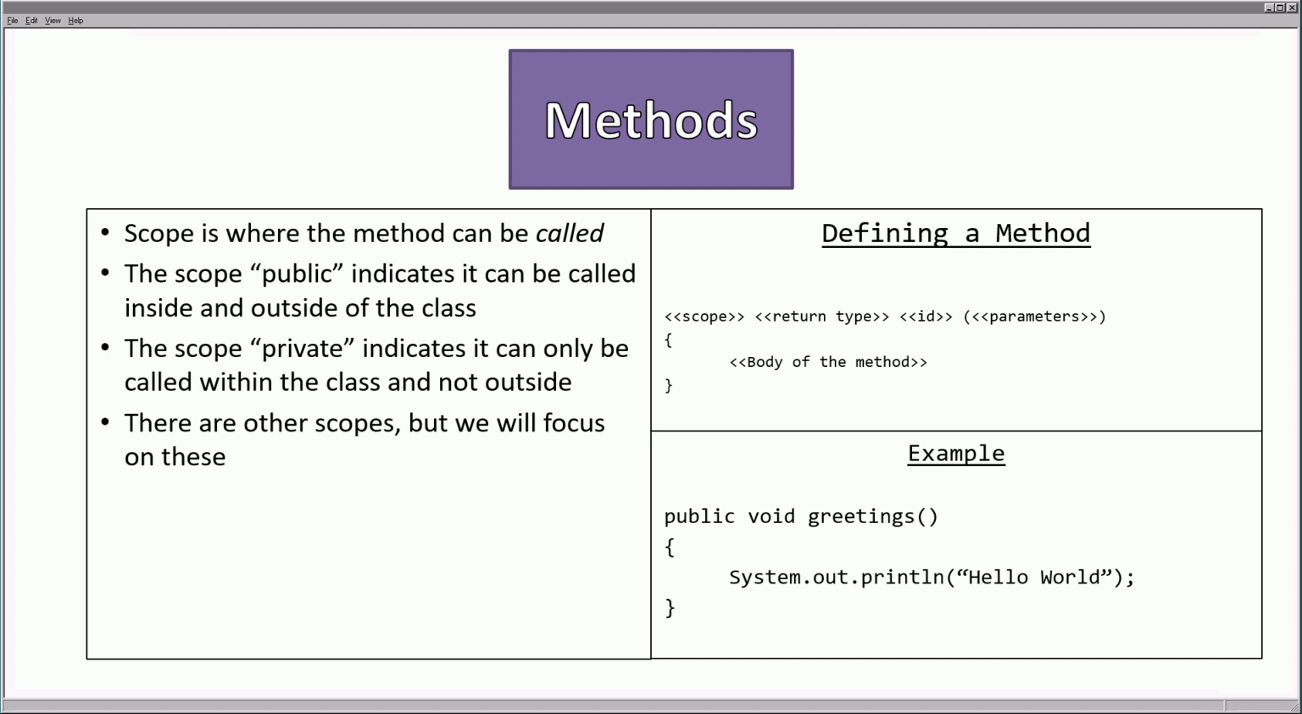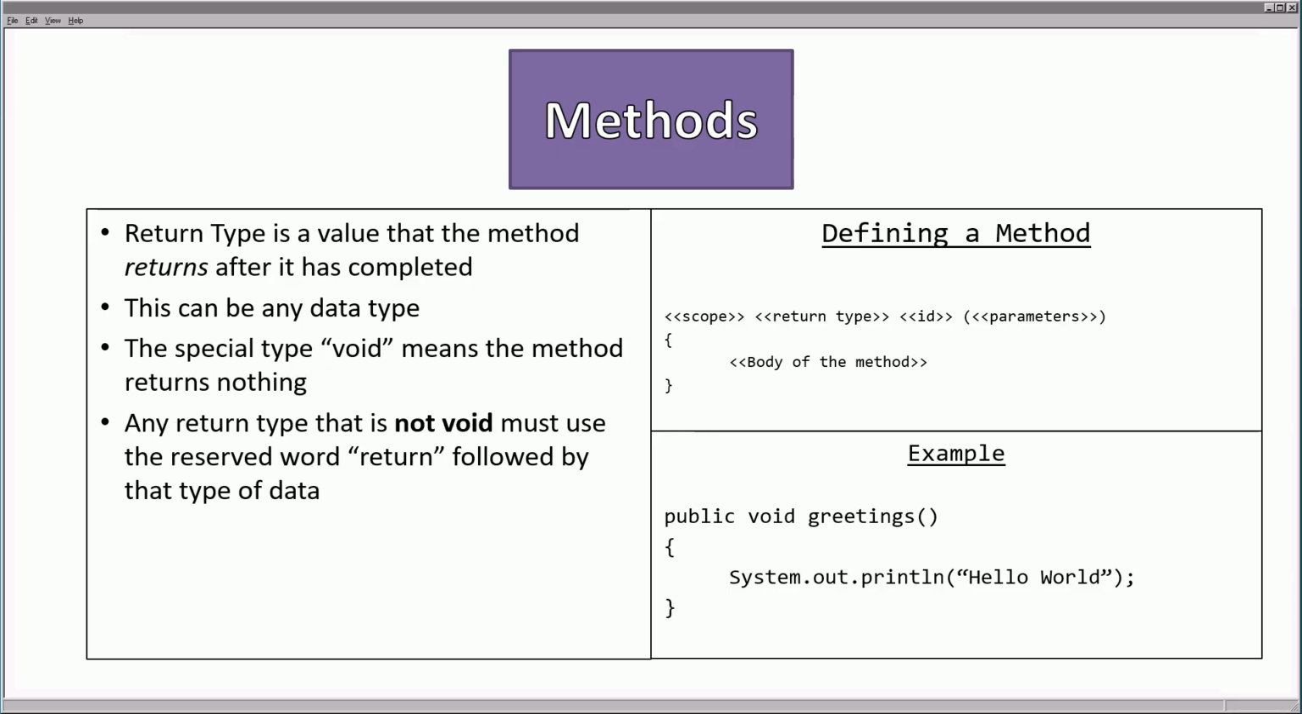We're going to discuss later on about which one to use, but the main idea is a public scope means it can be called inside and outside of a class, and private means it can only be called inside of a class. There are other types of scope, but we're only going to focus on public and private in this course. The next element is called the return type.